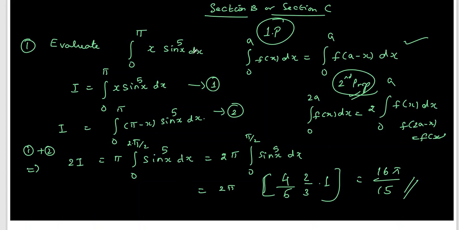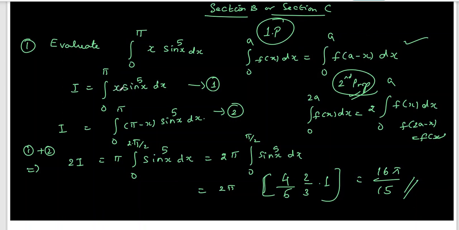Now in this we will see how, using the reduction formula, we can do problems which can be asked in section B or section C. First we have this problem: evaluate the integral from 0 to pi of x sin^5 x dx. If you don't have x, then you can make use of this property of definite integral and evaluate, but since x comes, we have to make use of this property also.